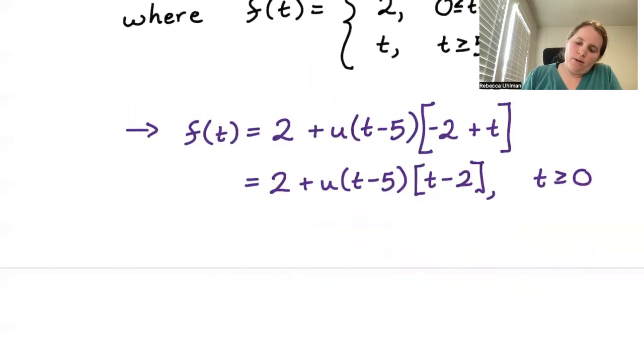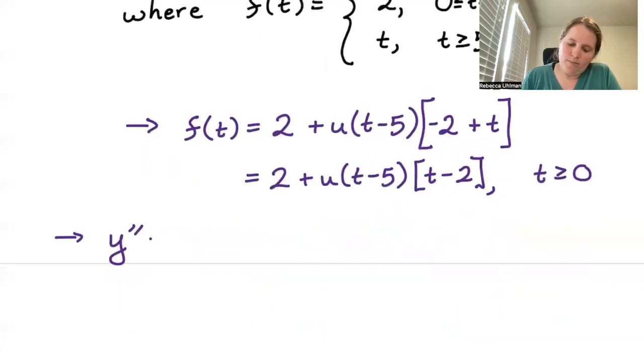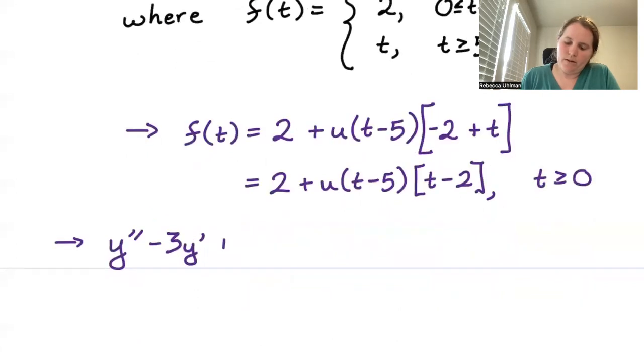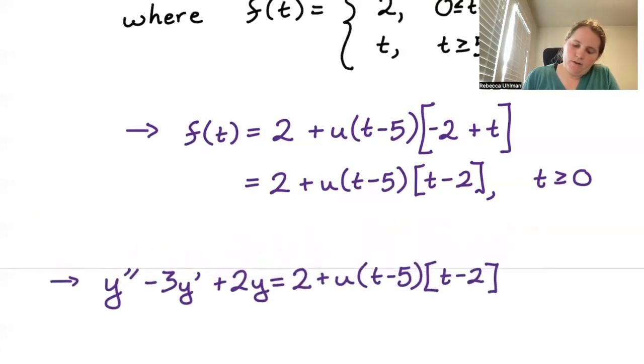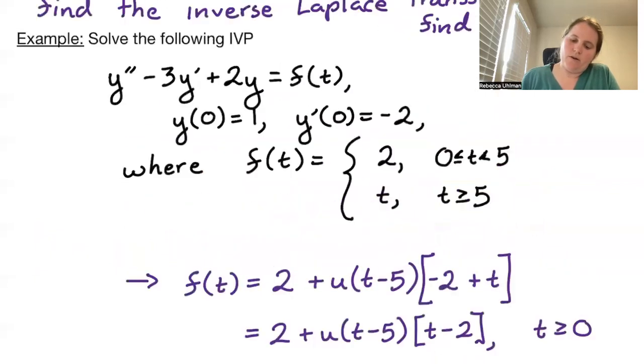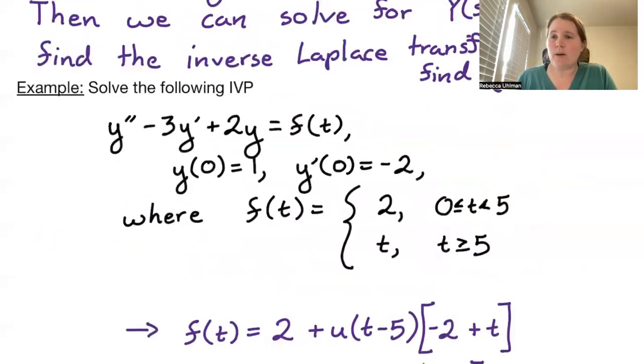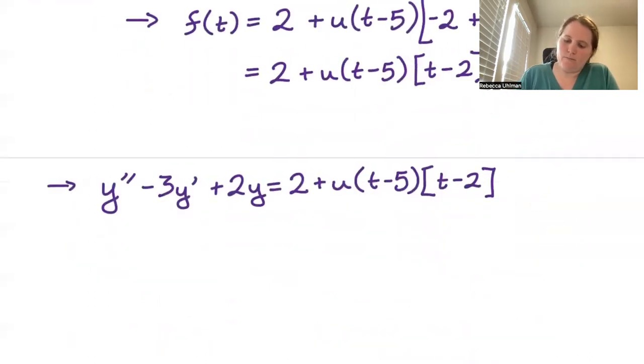So we are working with y double prime minus 3y prime plus 2y is equal to 2 plus u of t minus 5 times t minus 2. And then we still have our initial conditions of y of 0 equals 1 and y prime of 0 equals -2.